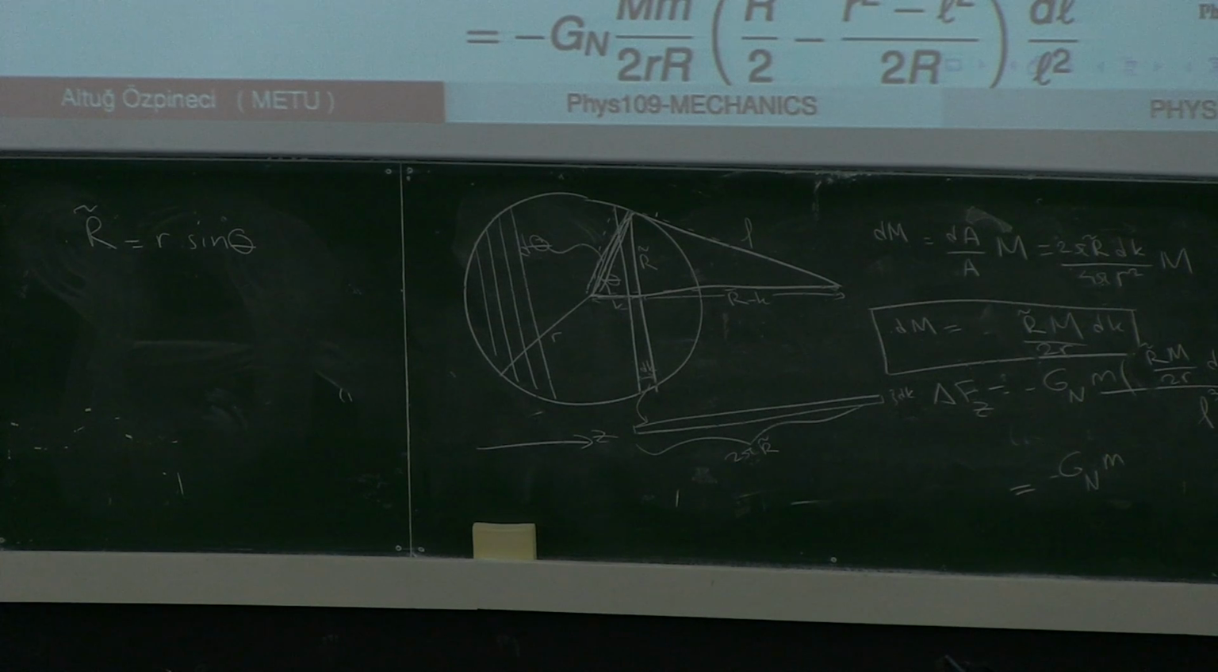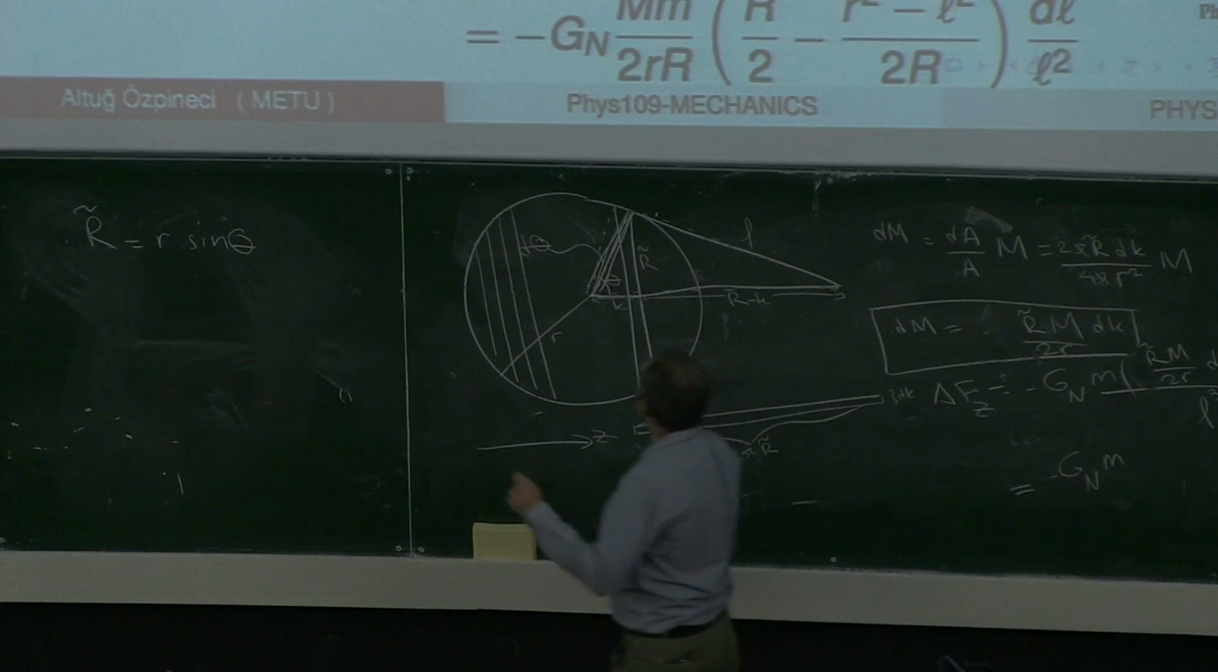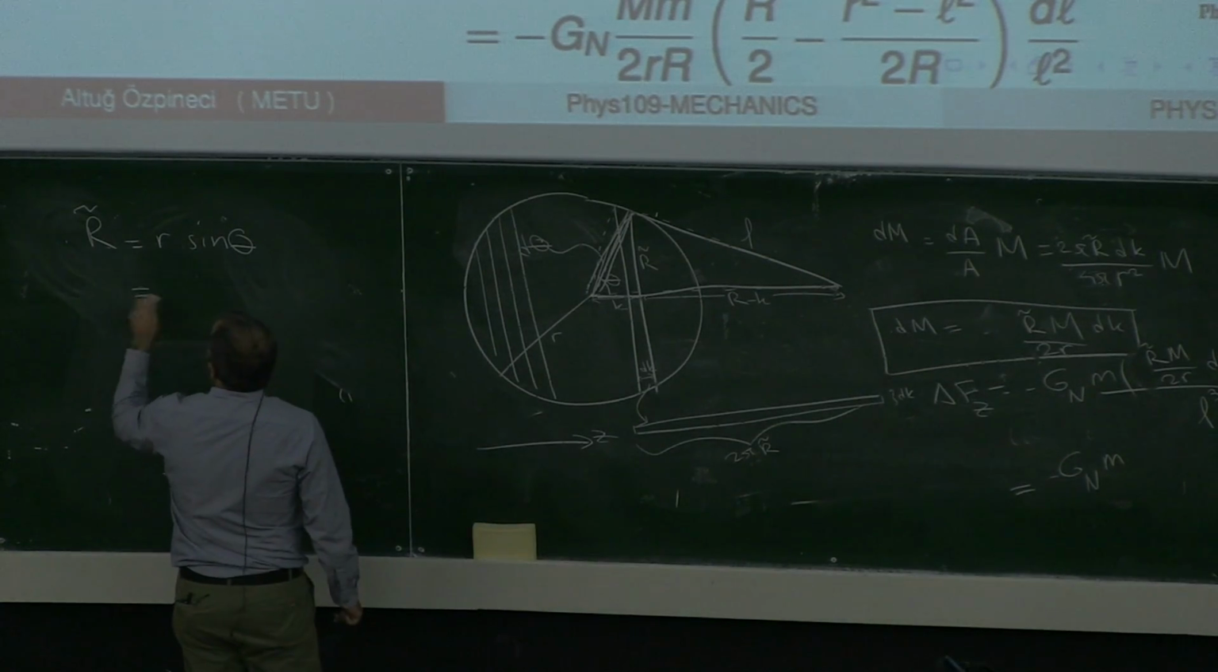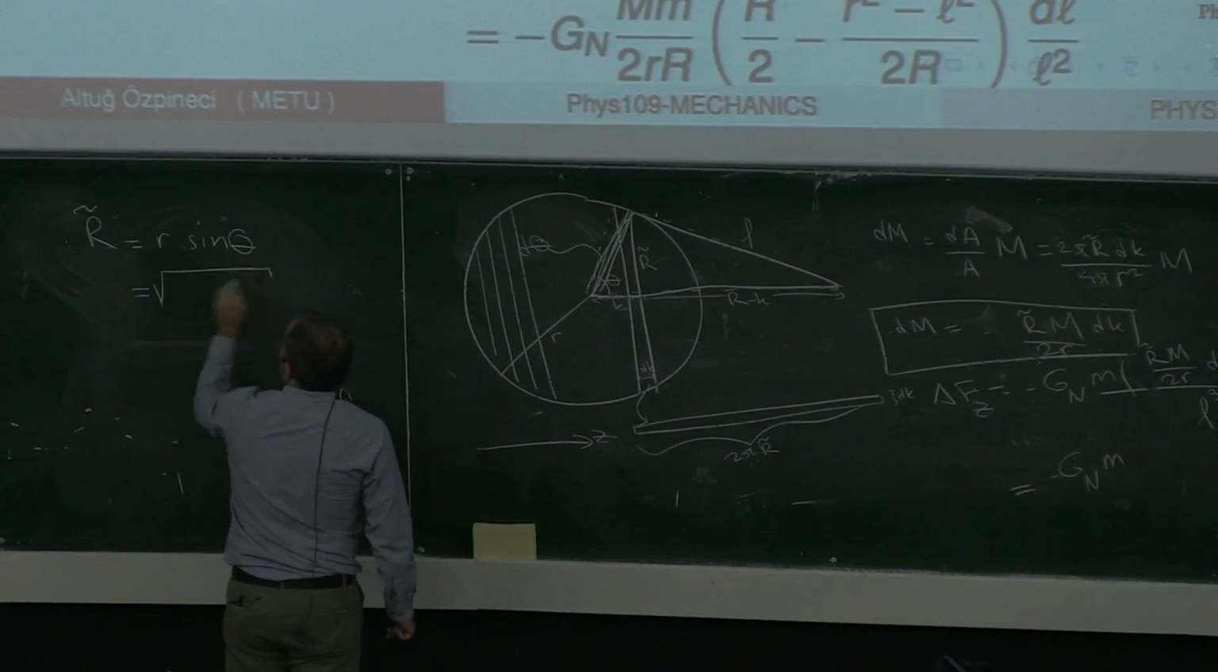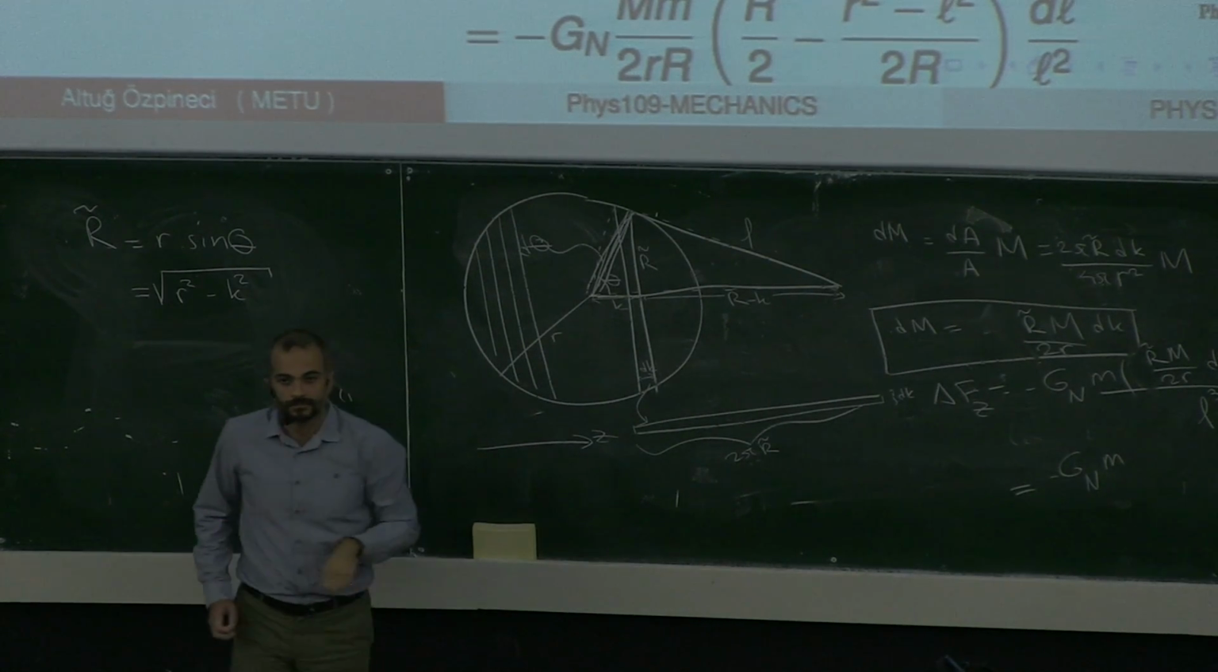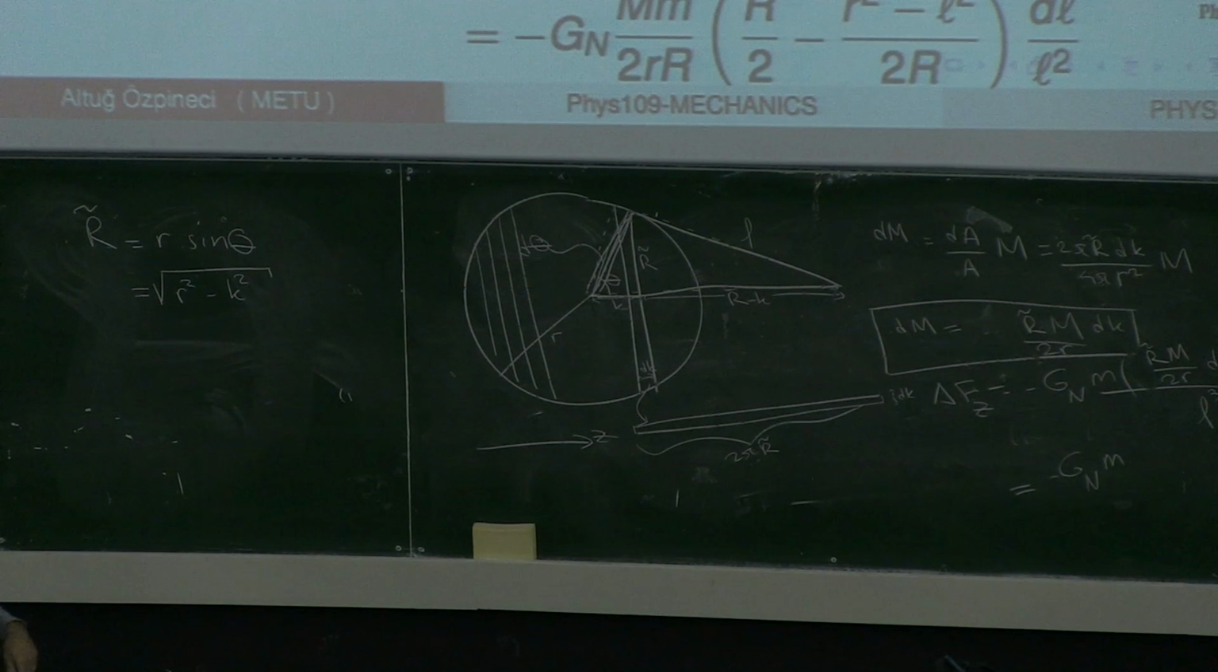Well, what we can do, I know how k is changing with L. So I can just write, if you like, R tilde as the square root of R squared minus k squared. So it just replaced the dependence on theta with k, but I know how k changes. K is given by that expression over there.